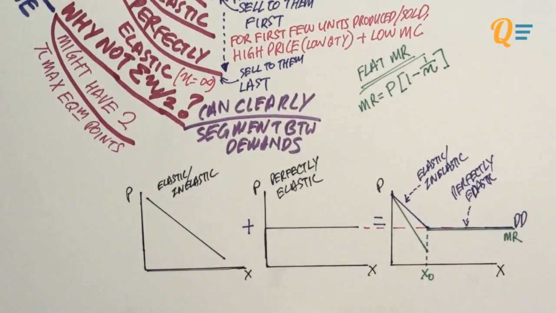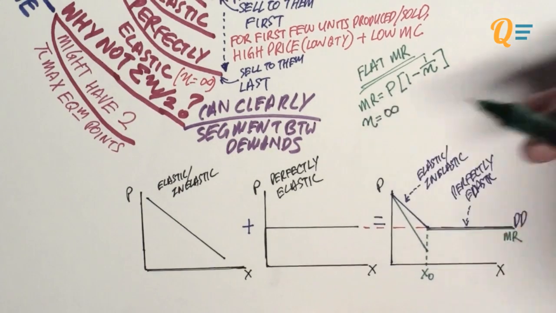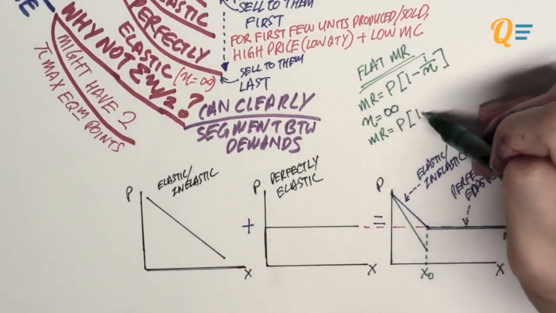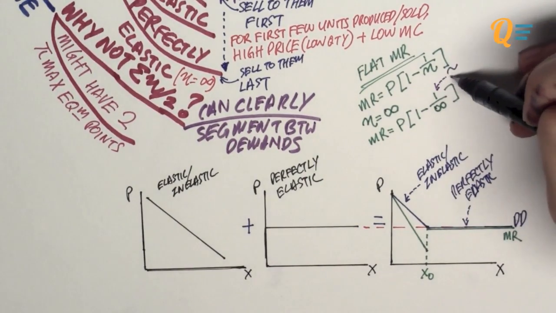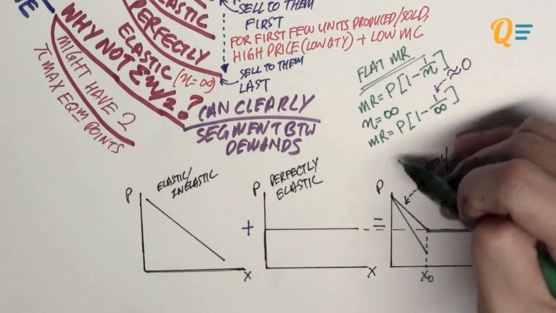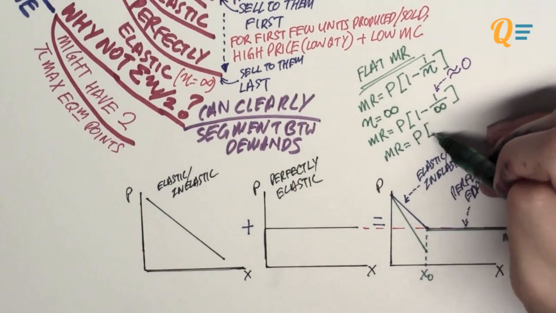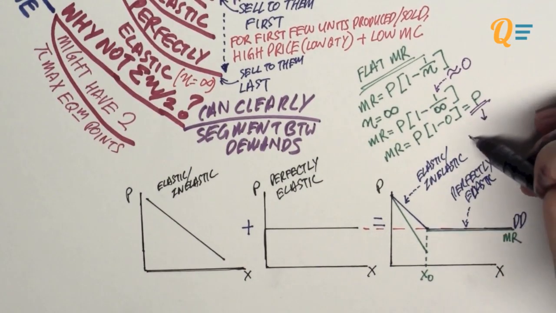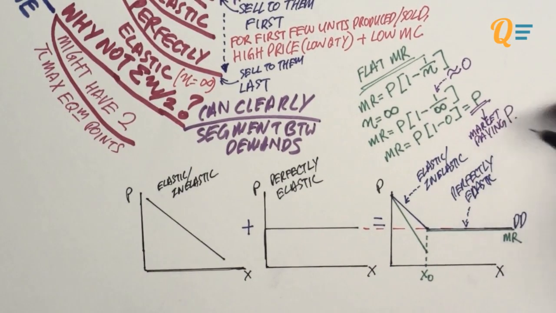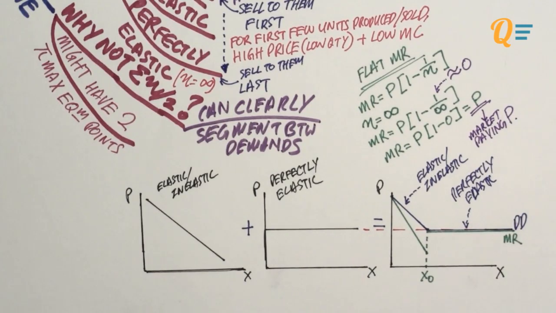So I hope you recall that this is the formula to find marginal revenue. And since the demand is perfectly elastic, that means the price elasticity is infinity. So I'm going to put infinity into the equation, and you notice that 1 over infinity tends to become 0. The next simple steps will tell you that the marginal revenue equals P, and P over here is simply the market paying price.